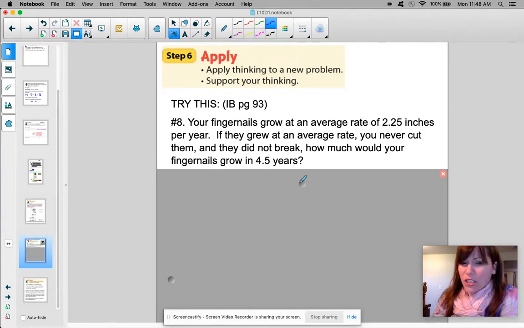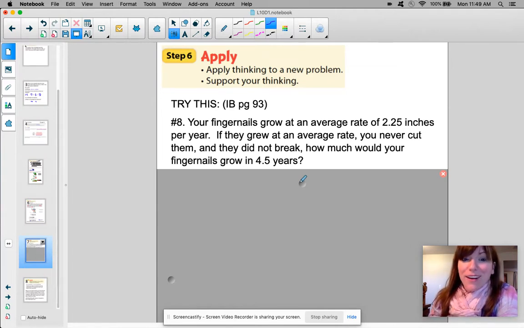This one is actually a kind of weird, grossed-out topic: how long would fingernails grow if you didn't cut them, they never broke, and you used that rate? So let's dive into this one, even though it's kind of a gross topic. Your fingernails grow at an average rate of 2.5 inches per year. Maybe you didn't know that.